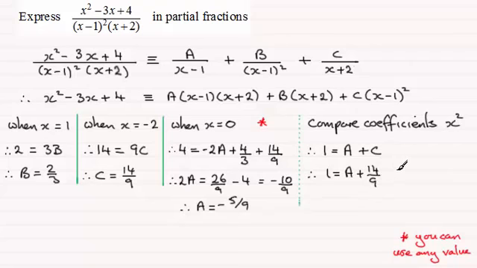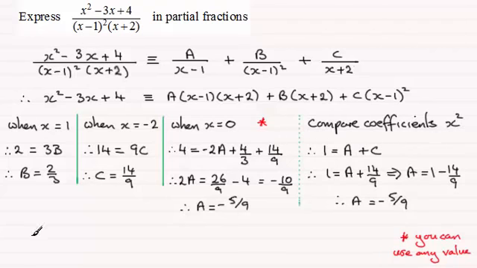And so it follows then that to get a would be equal to 1 minus 14 ninths. 1 minus 14 ninths leaves us with a being minus 5 ninths. So this personally would be the method I would prefer to use, but I leave it up to you. You can choose any value of x, or you can compare coefficients.